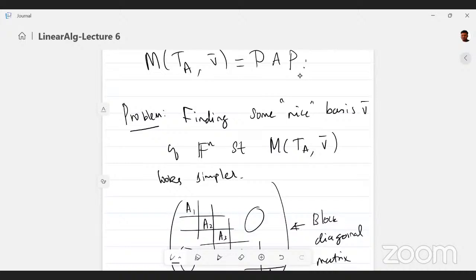Okay, so I will tell you in the next class how to do this. And yes, of course, there are many ways to do this, depending upon whether your field has enough roots or not. And let's see how much we can do in 2 classes. Okay, I will stop here because I'm running out of time.